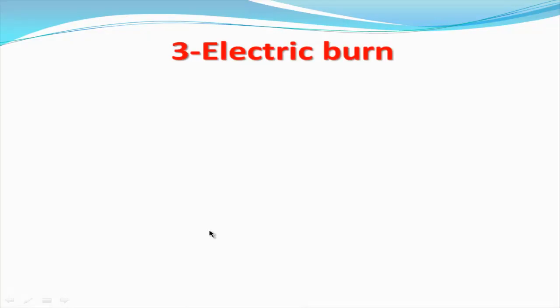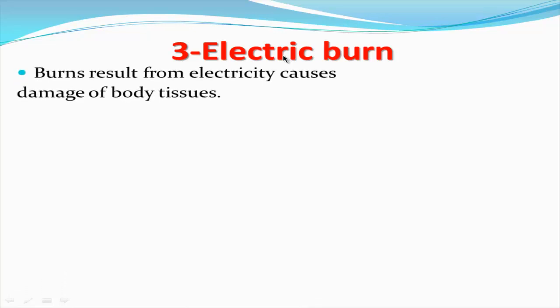Okay. The third type of direct injury is electric burn. What is meant by electric burns? They are burns resulting from electricity that cause damage to body tissue.